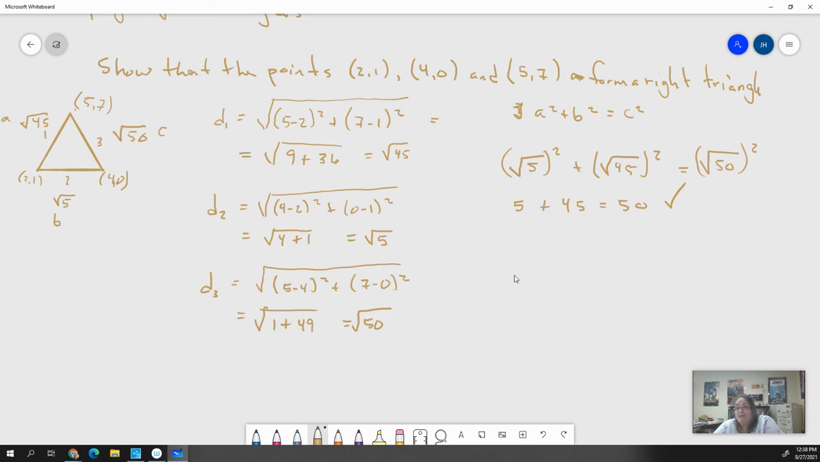Right? There's a lot of labor intensity in this. Do you get it? Do you guys know how to work the distance formula? Do you feel good about it? Hold on, please. Okay. Does anybody not understand how we showed that was a right triangle?